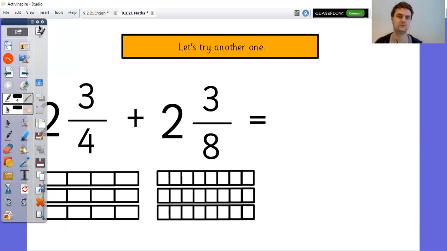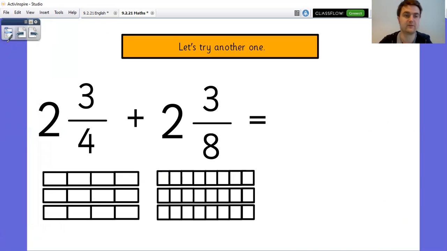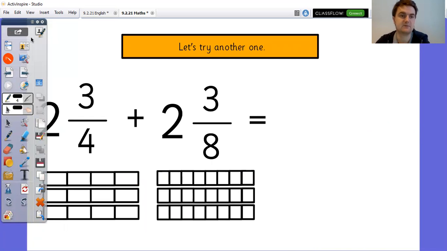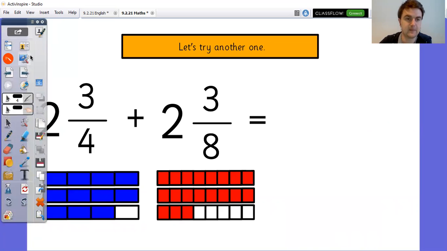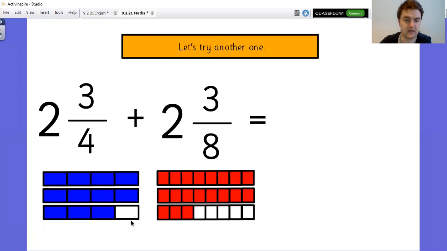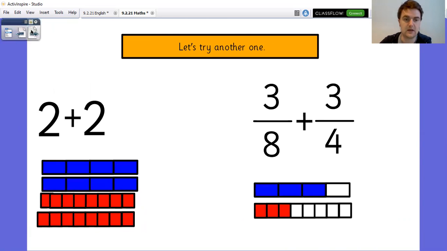So here we've got 2 3/4 plus 2 3/8. So let's draw those fractions and see the physical equivalence of them. So you can see for 2 3/4, I've got 2 wholes and 3 out of 4 equal parts. And for 2 3/8, I've got 2 wholes and 3 out of 8 equal parts. Again, I'm going to partition my numbers into whole numbers and fractions. So into 2 3/4 and then 2 3/8. So I've got 2 add 2 and then 3/8 add 3/4.